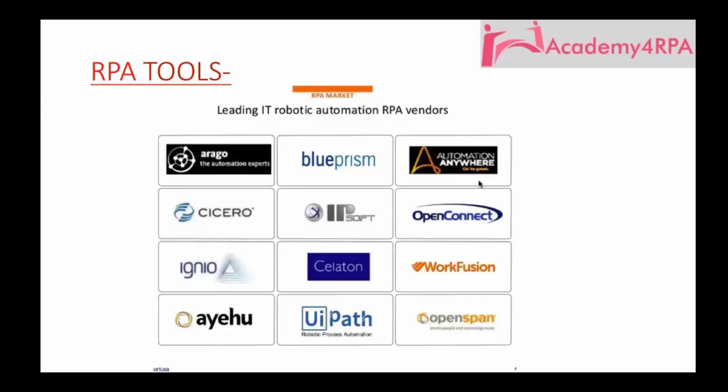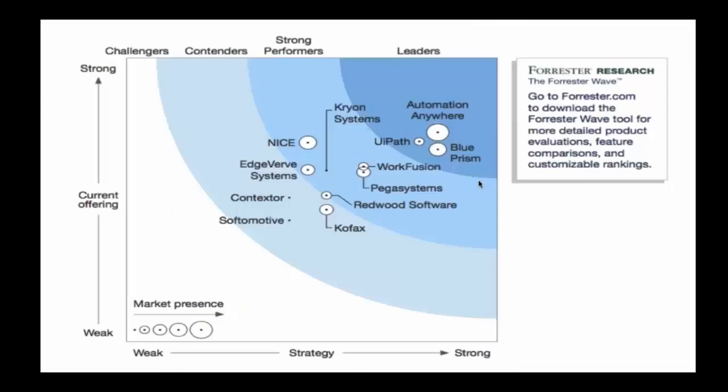Here you can see there are certain tools, but apart from these tools, there are also a few which are not present in this slide. So the question arises, which tool is a market leader? And the answer is Automation Anywhere. According to the Forrester research, Automation Anywhere is a market leader among all the tools.